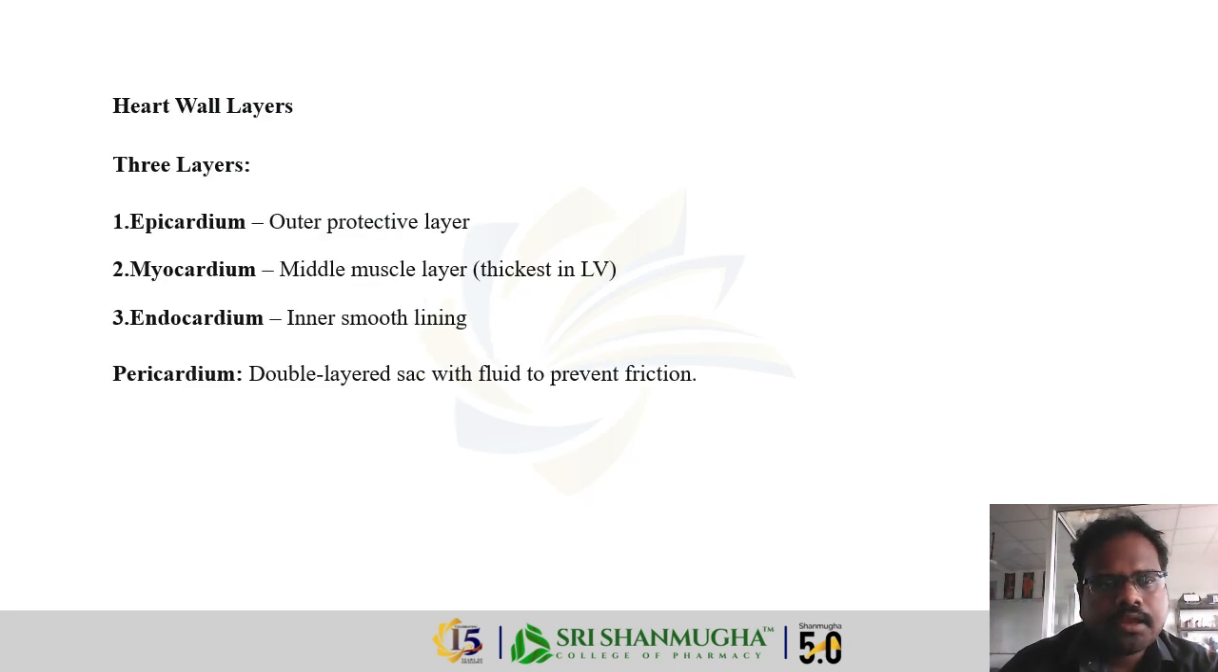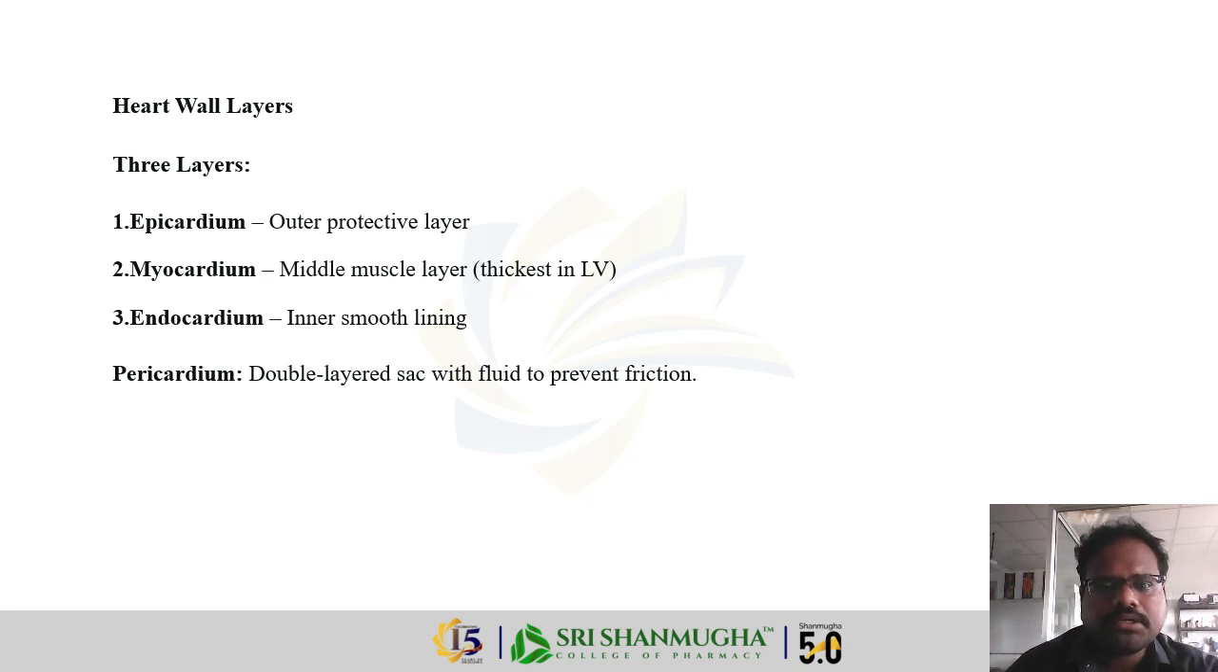Then going into the heart wall layers. We see that the heart is composed of different types of layers: epicardium, myocardium, endocardium, and pericardium. The epicardium is the outer protective layer, the outermost layer. Then the center part is the myocardium.